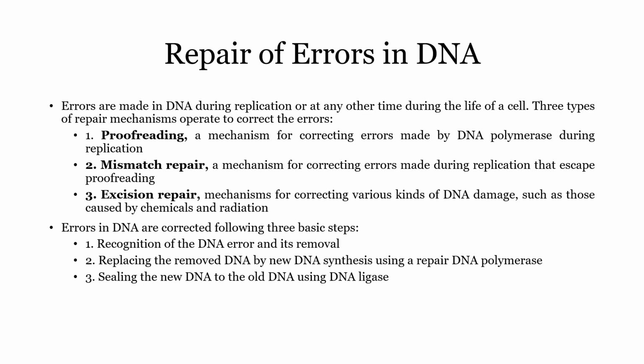Then we have repair of errors in DNA. Errors are made in DNA during replication or at any other time during the life of the cell. Three types of repair mechanism operate to correct the error. Number 1 is proofreading, a mechanism for correcting error made by DNA polymerase during the replication. Number 2 is mismatch repair, a mechanism of correcting error made during replication that escape proofreading. Number 3 is excision repair, a mechanism for correcting various kinds of DNA damage such as those caused by a chemical and radiation.